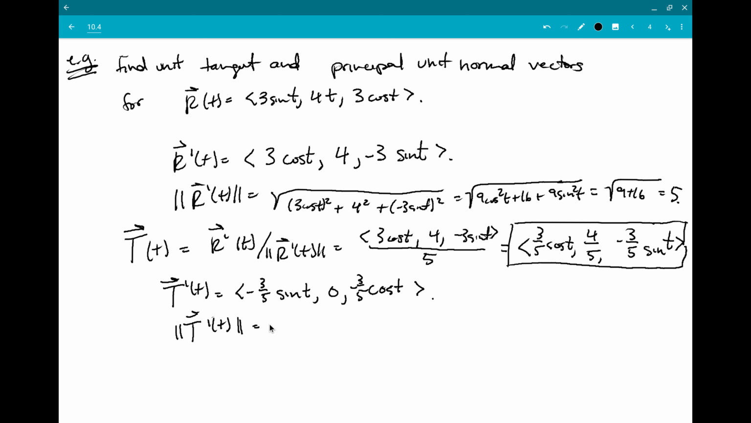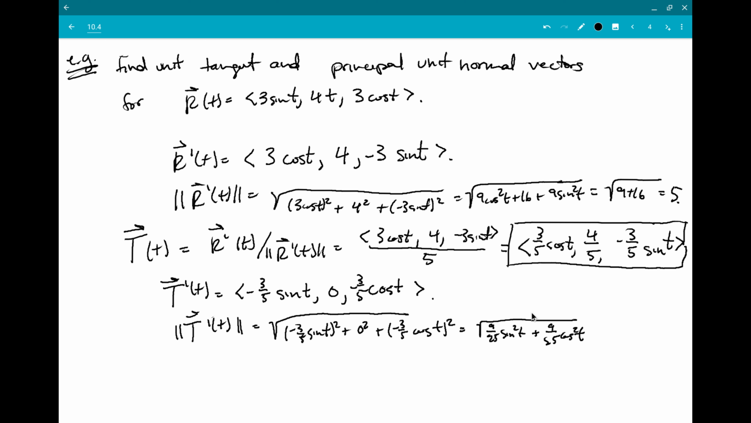So let's see, that's going to be the square root again of each component squared, minus 3/5 sine t squared plus 0 squared plus minus 3/5 cosine t squared. That's going to become square root 9/25 sine squared t plus 0 plus 9/25 cosine squared t. Using the same reasoning as before, sine squared plus cosine squared becomes 1. This just becomes square root 9/25, or just 3/5.